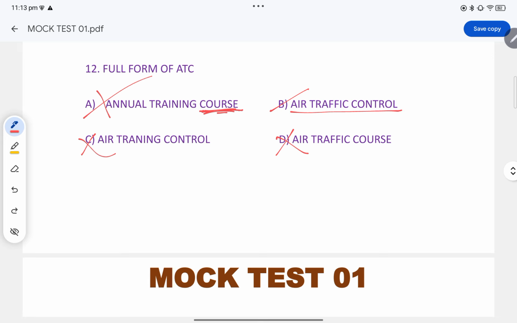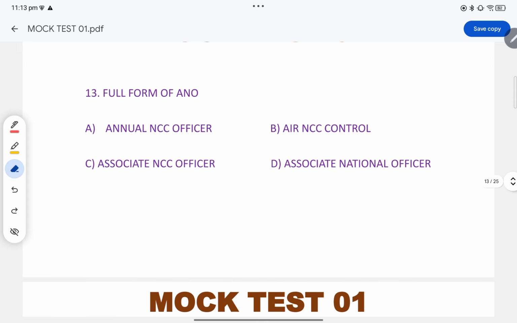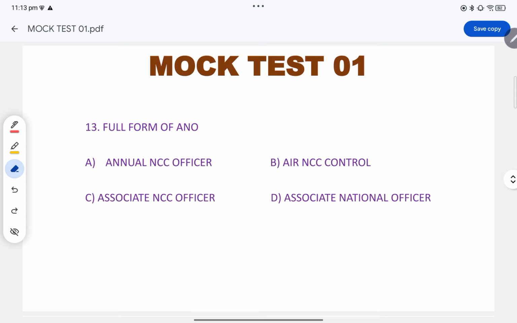I already told you, if ATC in this place had been annual training camp, then it would be a little confusing. But if you don't have air traffic control, then choose the annual training camp, or else you go for air traffic control only.